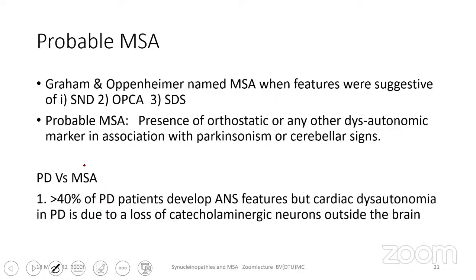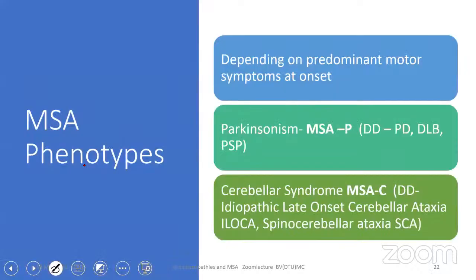More than 40% of PD patients develop ANS features, but cardiac dysautonomia in PD is due to a loss of catecholaminergic neurons outside the brain. But in MSA, the cardiac autonomic nervous system is well preserved.